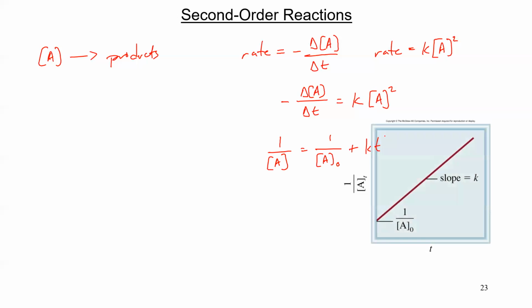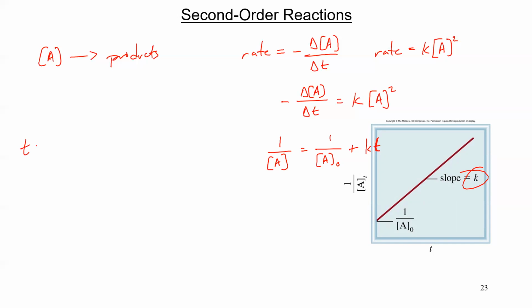And I wrote all over it. I'm sorry. Okay. So again, our goal is to manipulate these relationships so we get a nice linear trend line. First order, we had natural log and a minus. Second order, we have inverse, 1 over, and a plus. So here slope is equal to positive k.